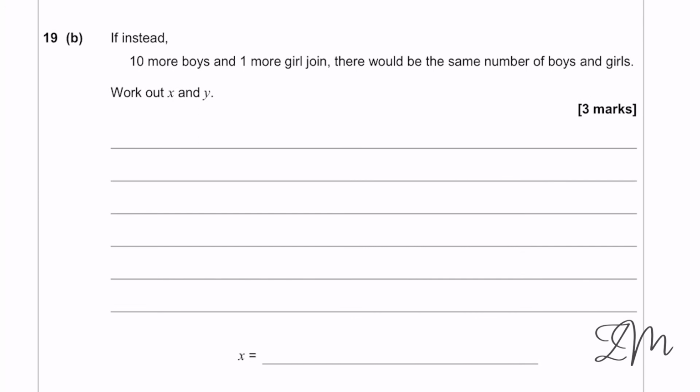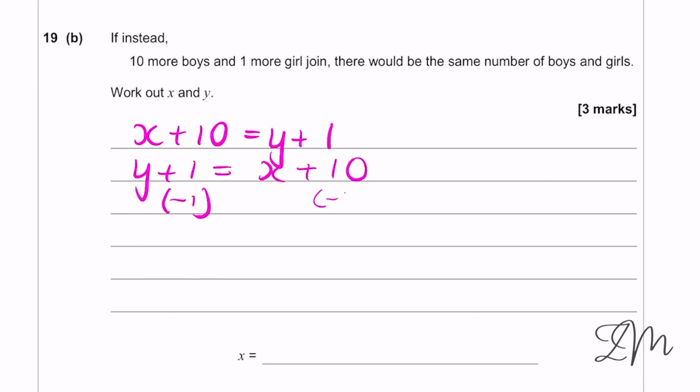And then part B says, if instead 10 more boys, so we've got x plus 10, and 1 more girl, y plus 1 join, they'll be the same number. So it'll equal the same thing. Now we've got a simultaneous equation, but it's easier. Why don't we just make it y equals again? So y plus 1 equals x plus 10, minus 1, minus 1. So y equals x plus 9.